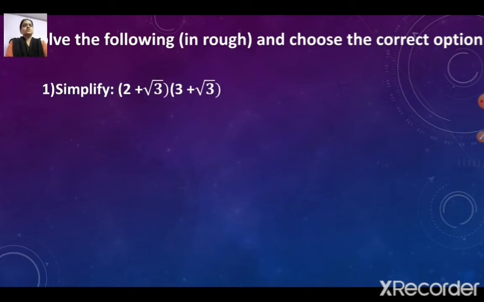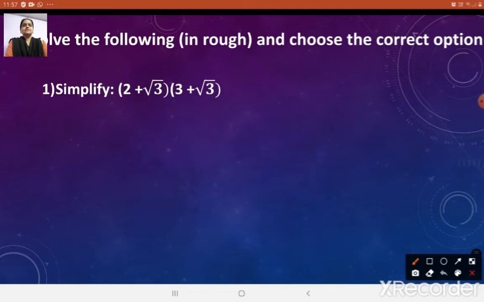2 plus root 3 into 3 plus root 3. I will show you the calculation, which you do as rough work, not in your paper. This is just rough work. Okay, so we will multiply 2 plus root 3 into 3 plus root 3.